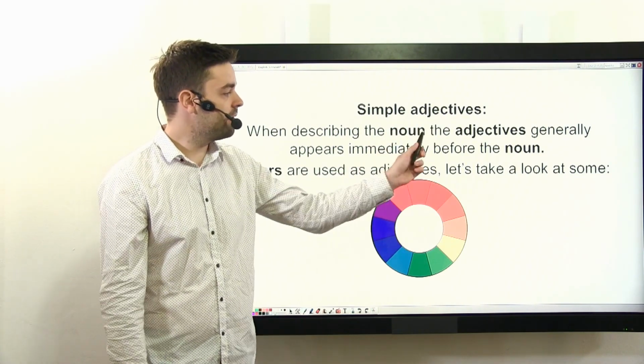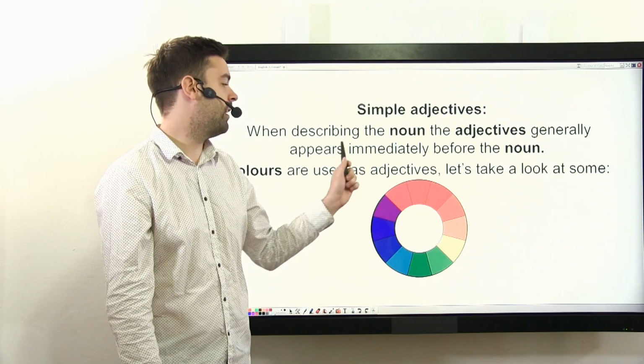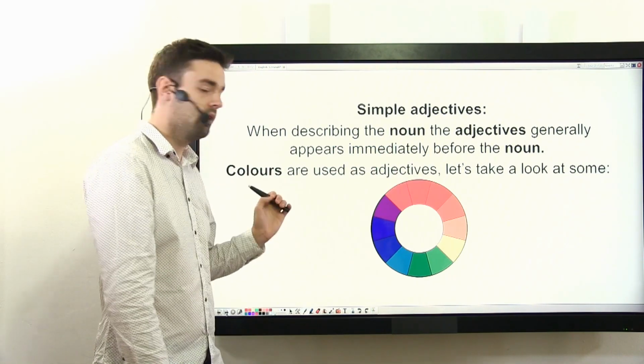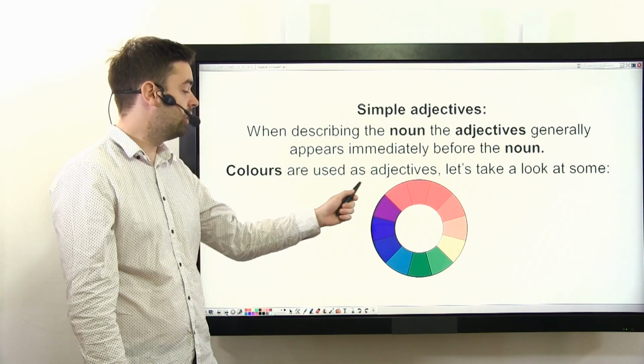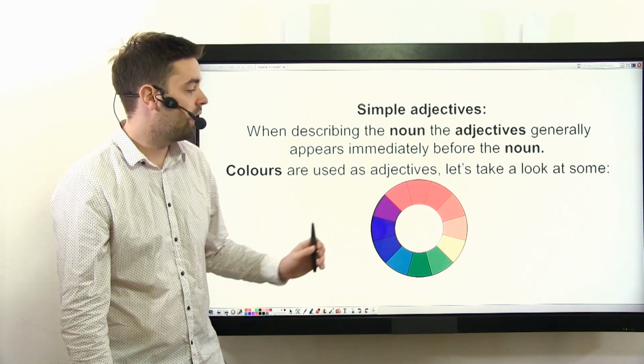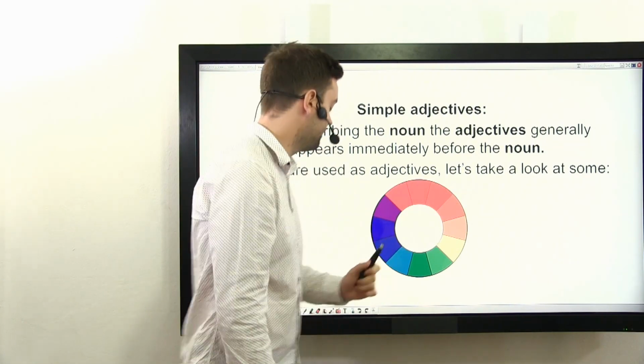When describing the noun, the adjectives generally appear immediately before the noun. Colours are usually used as adjectives. So let's take a look at some.